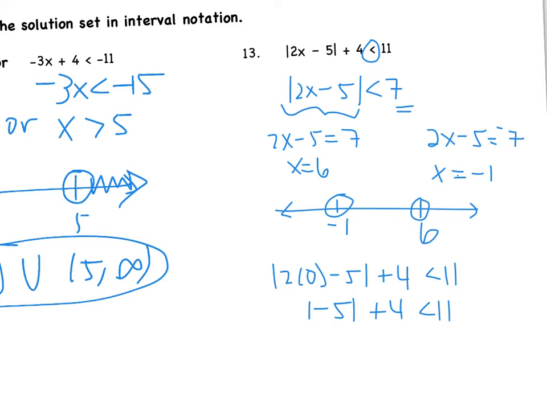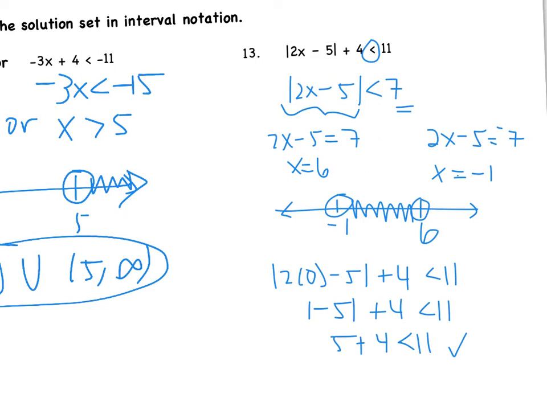Some of you got in trouble here because you dropped those absolute value bars. What is the absolute value of negative 5? Positive 5. So it's positive 5 plus 4, less than 11. True or false? True. So you want to shade where 0 falls, which is the in-between.